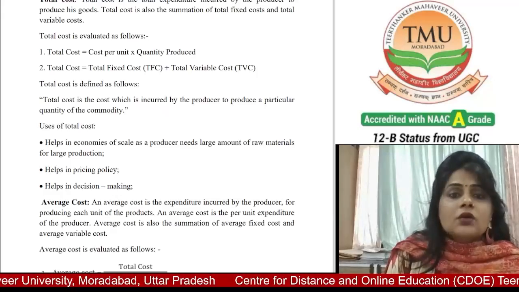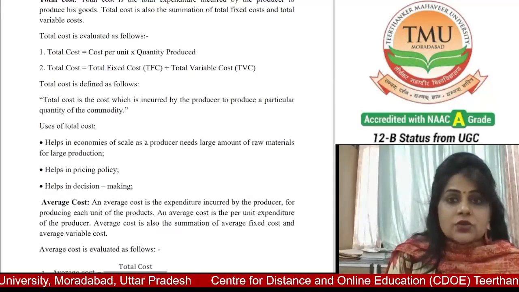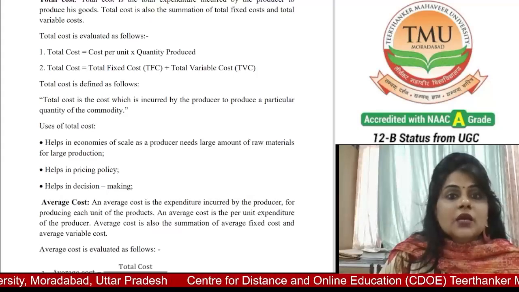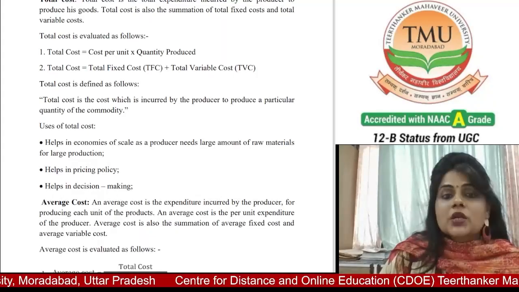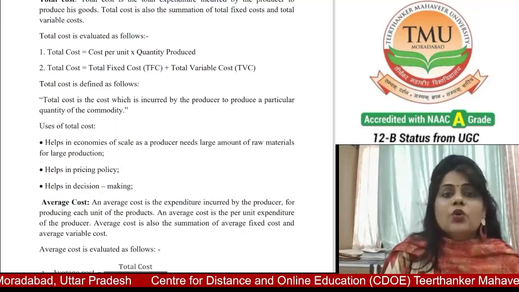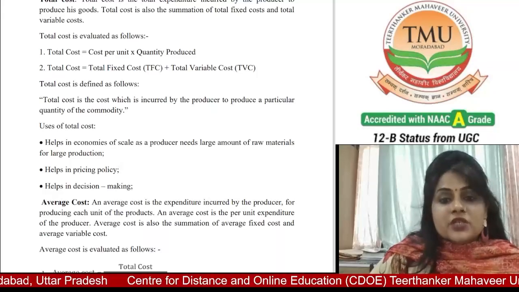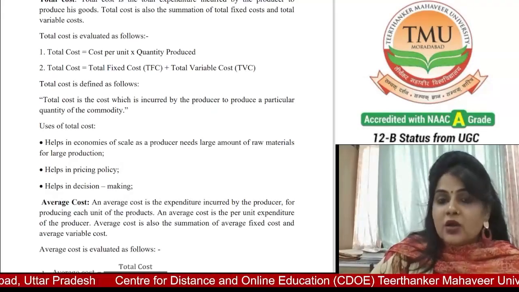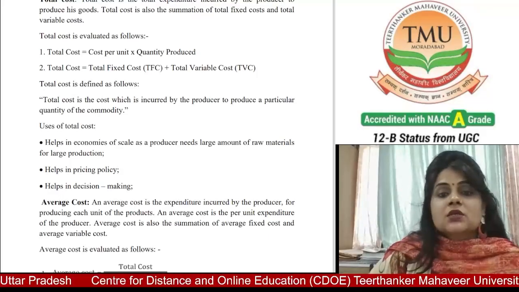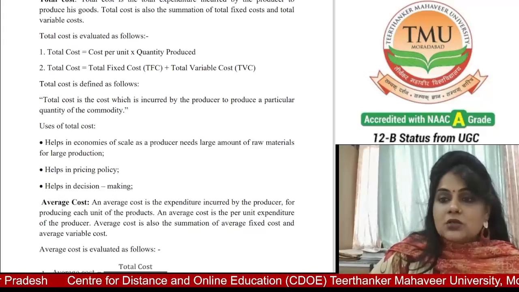So, the total cost formula can be represented as I have also written here on the SLM. Total cost is equal to total fixed cost plus total variable cost. And it can also be represented in a more advanced way: total cost is equal to average fixed cost plus average variable cost multiplied by number of units. So in this way you can find the total cost.